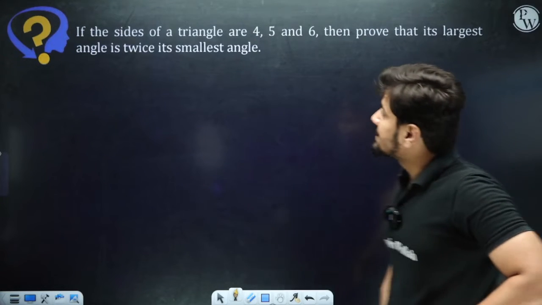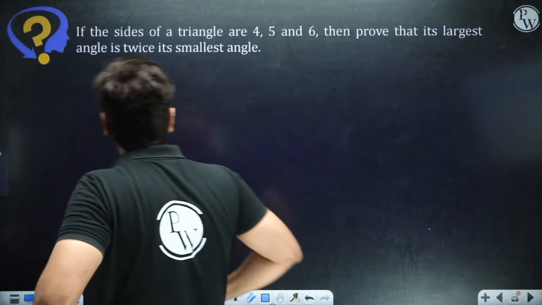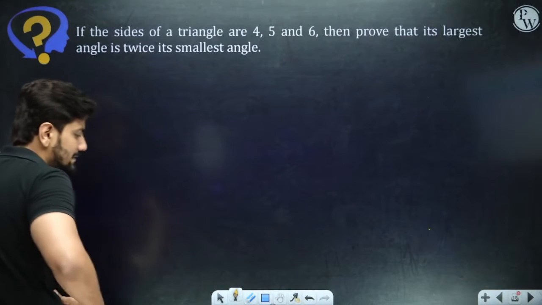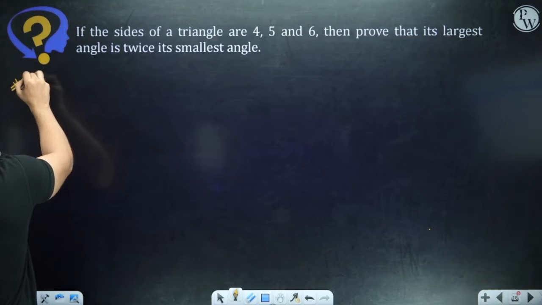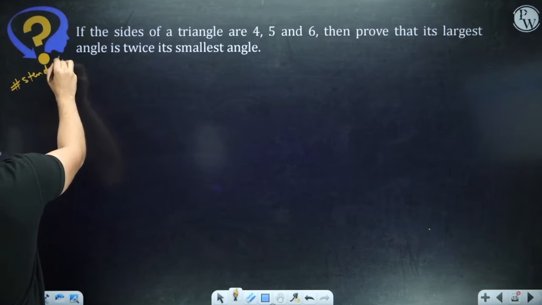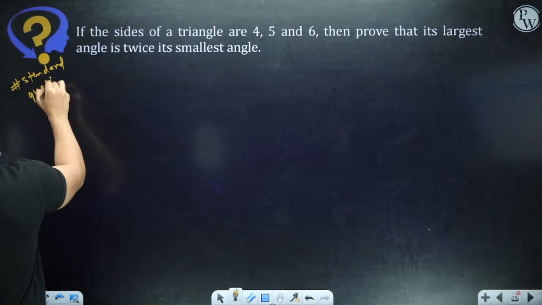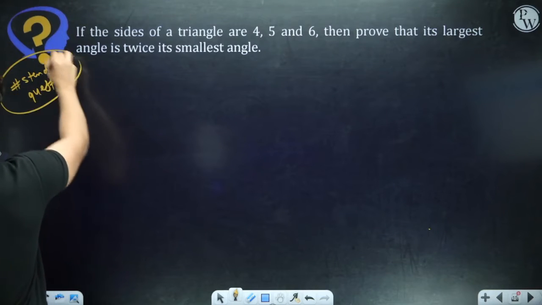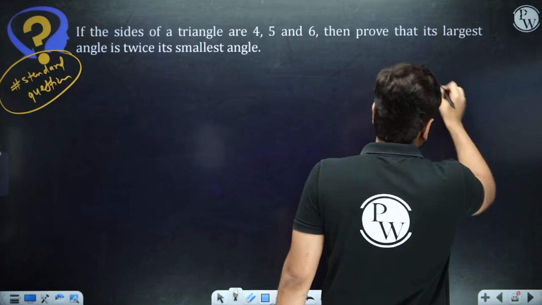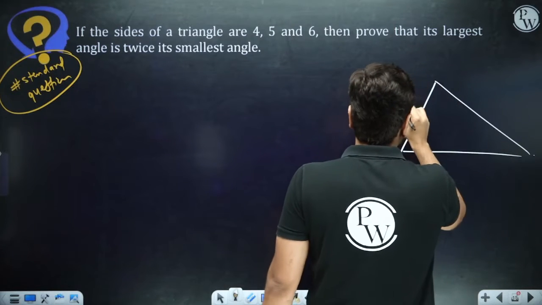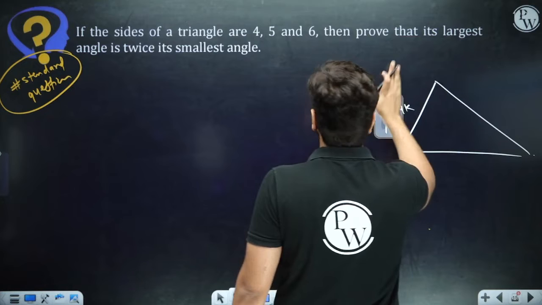If the sides of a triangle are 4, 5 and 6, then prove that its largest angle is twice its smallest angle. This is also one of the standard questions. The sides of the triangle are 4, 5 and 6.